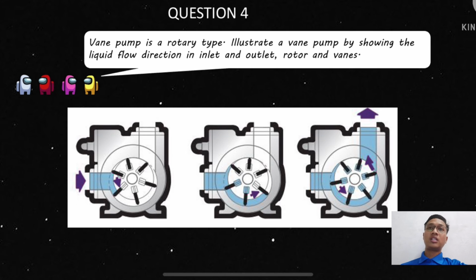So my question is, vane pump is rotary type. Illustrate a vane pump by showing the liquid flow direction in inlet and outlet, rotor and vane.